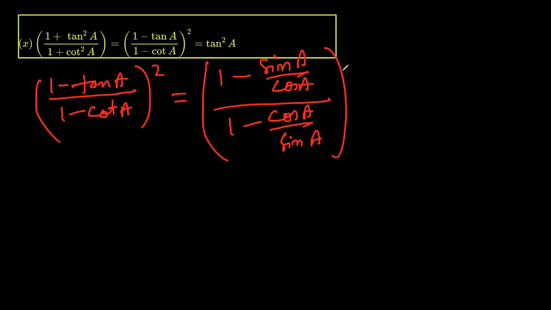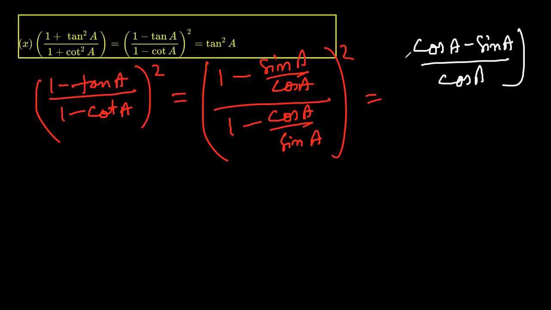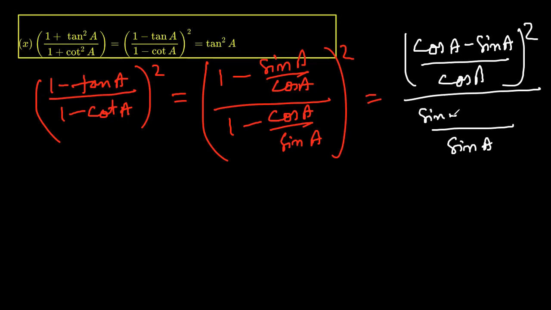Now, square of this, we would like to square it. Taking LCM, this part will look like cos a in the denominator, and then this should be cos a minus sin a, cos a minus sin a whole square, and this divided by sin a in the denominator, and then this should be sin a minus cos a, and the square of this.